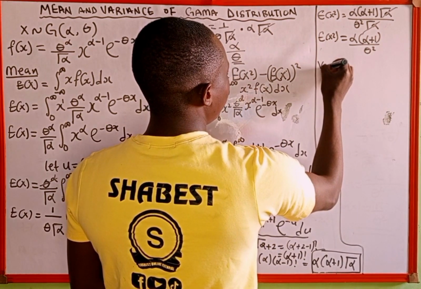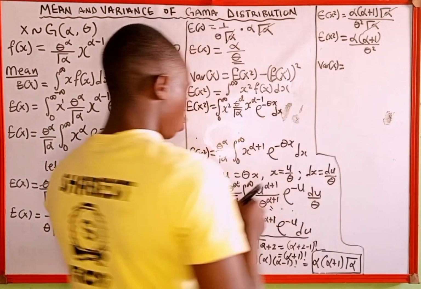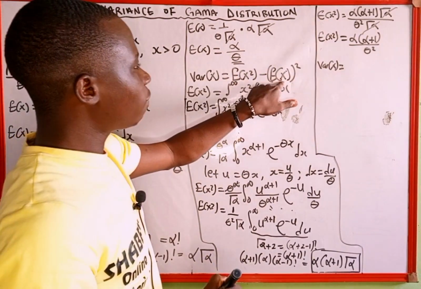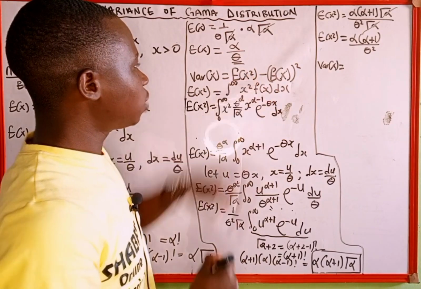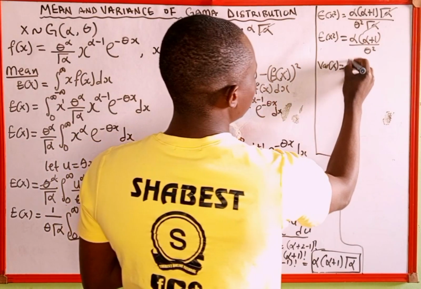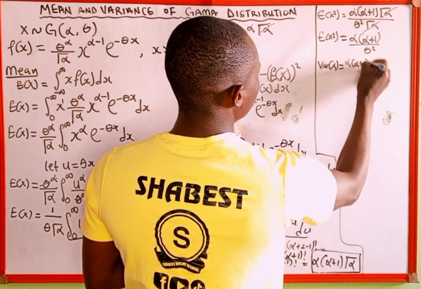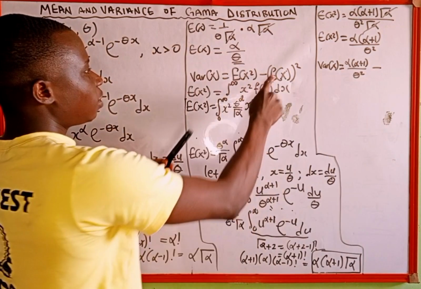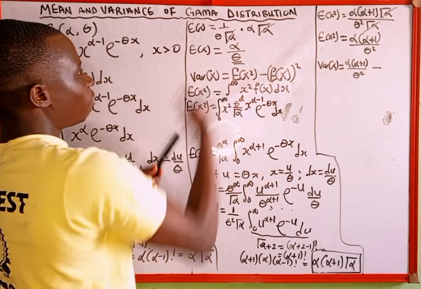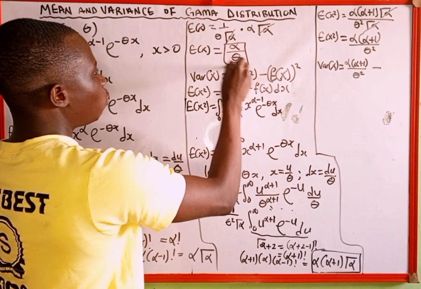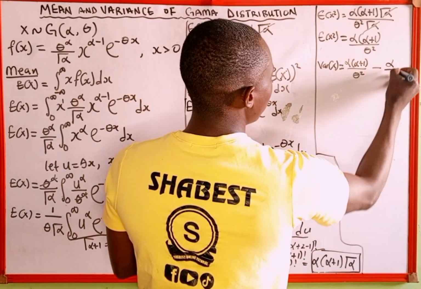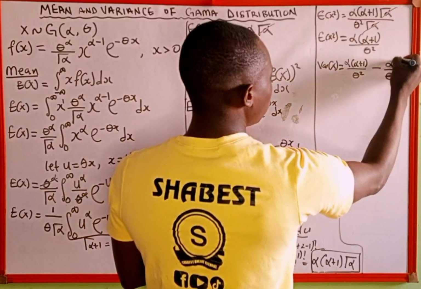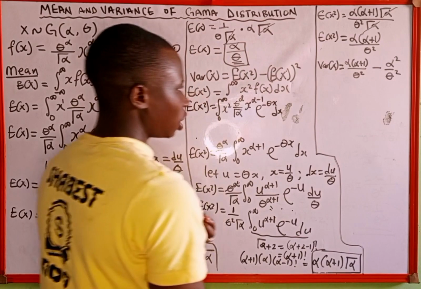So therefore, variance of x now will be equal to expected value of x square minus expected value of x all square. And expected value of x square is this, which is alpha into alpha plus 1 all over theta square, minus expected value of x all square. And expected value of x, we found it to be alpha over theta. But remember, it's all square, so we're going to square it to be alpha square over theta square.